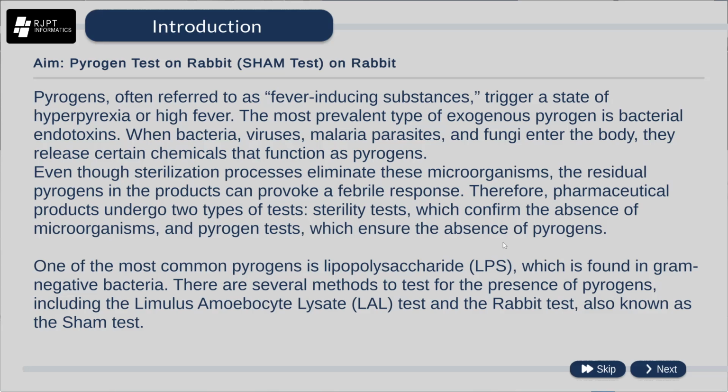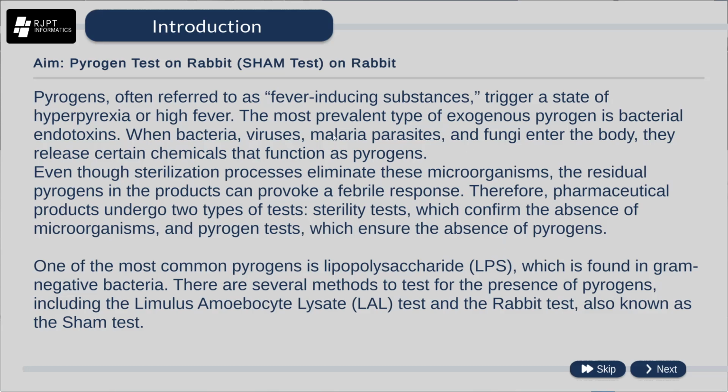So, therefore, the products that are produced in the pharmaceutical industries, our medicines and cosmetics that we use, undergo certain kinds of tests. Basically, two types of tests: sterility test and pyrogen test. We perform the sterility test because it confirms the absence of microorganisms, and the pyrogen test ensures the absence of pyrogens, whether they are present inside the product or not. What are pyrogens?